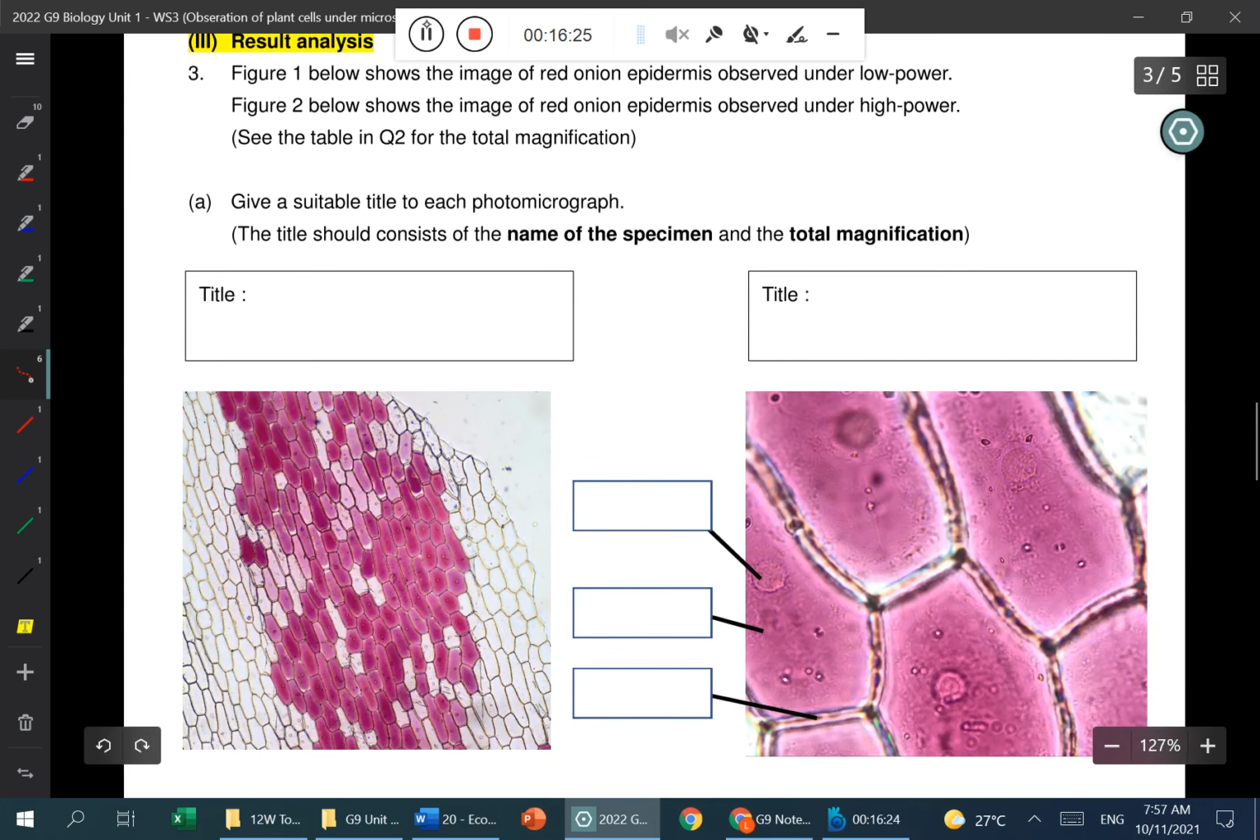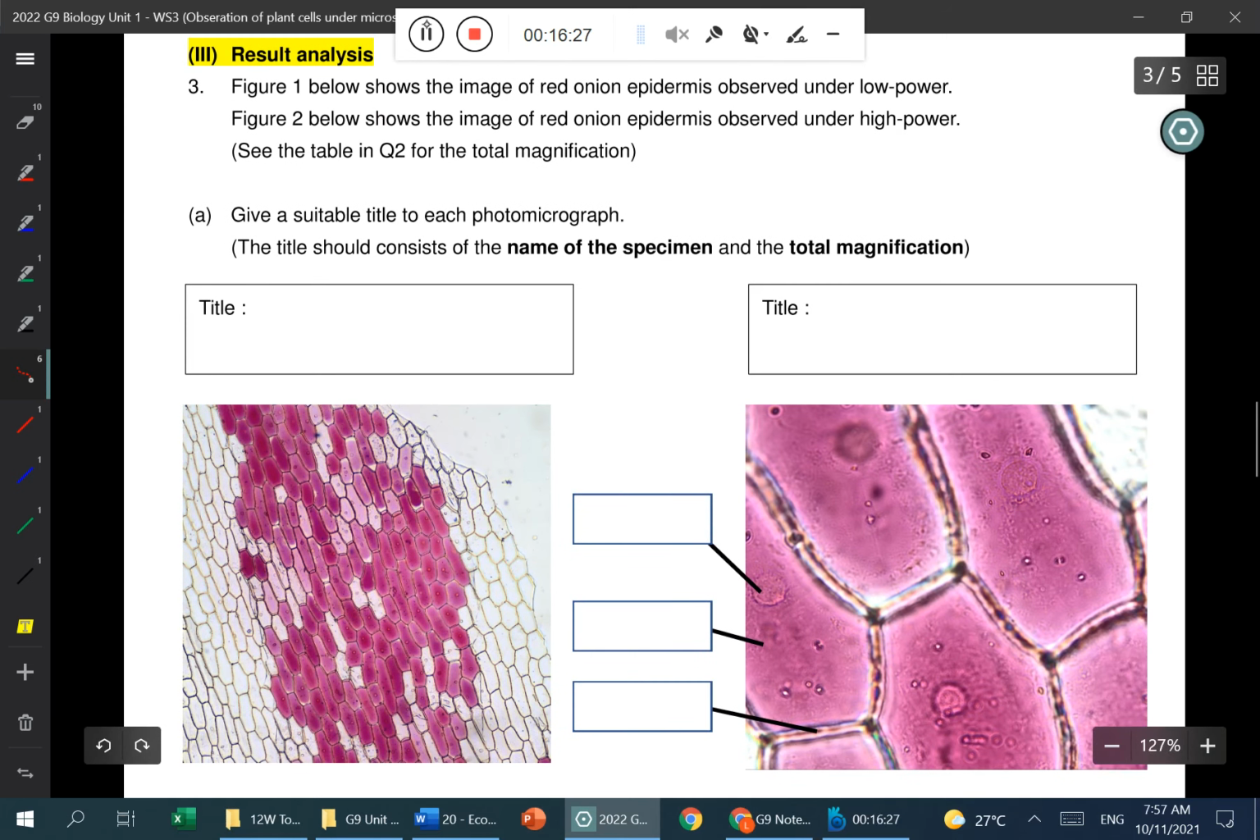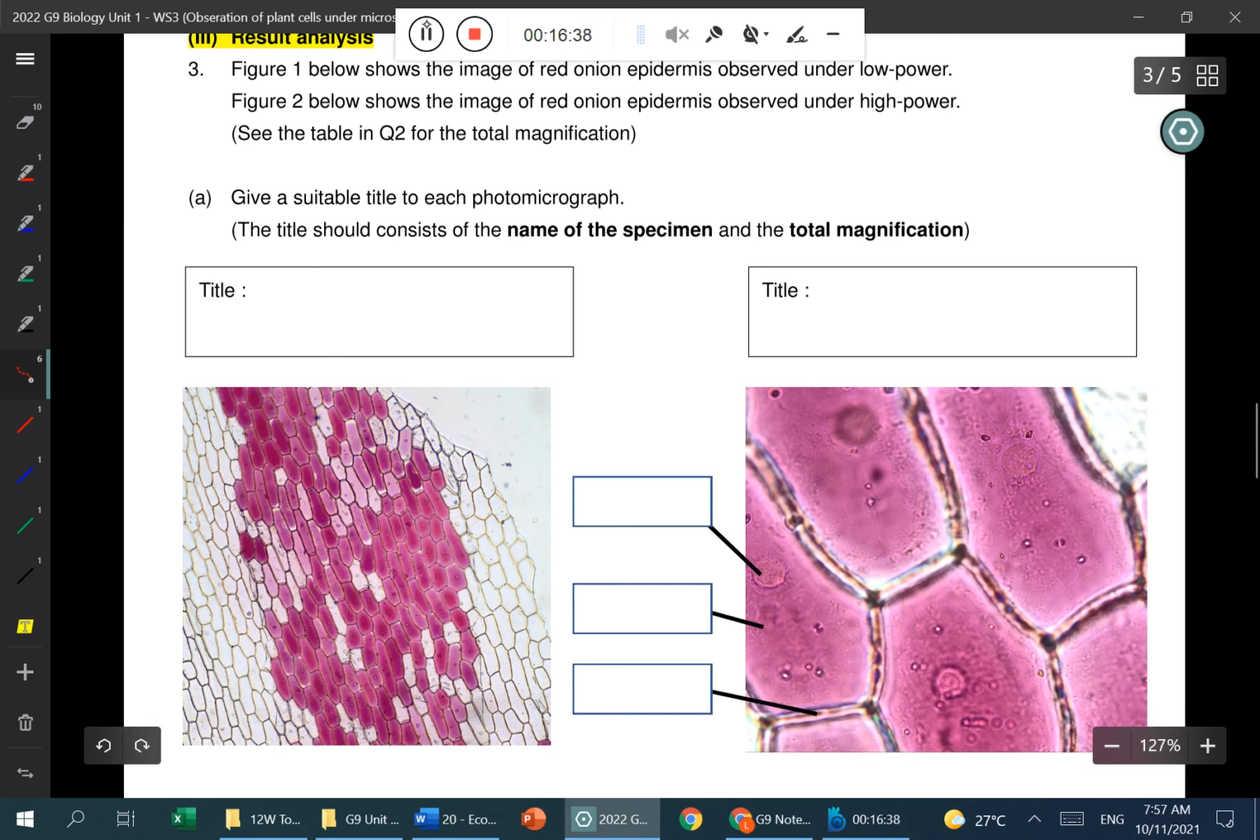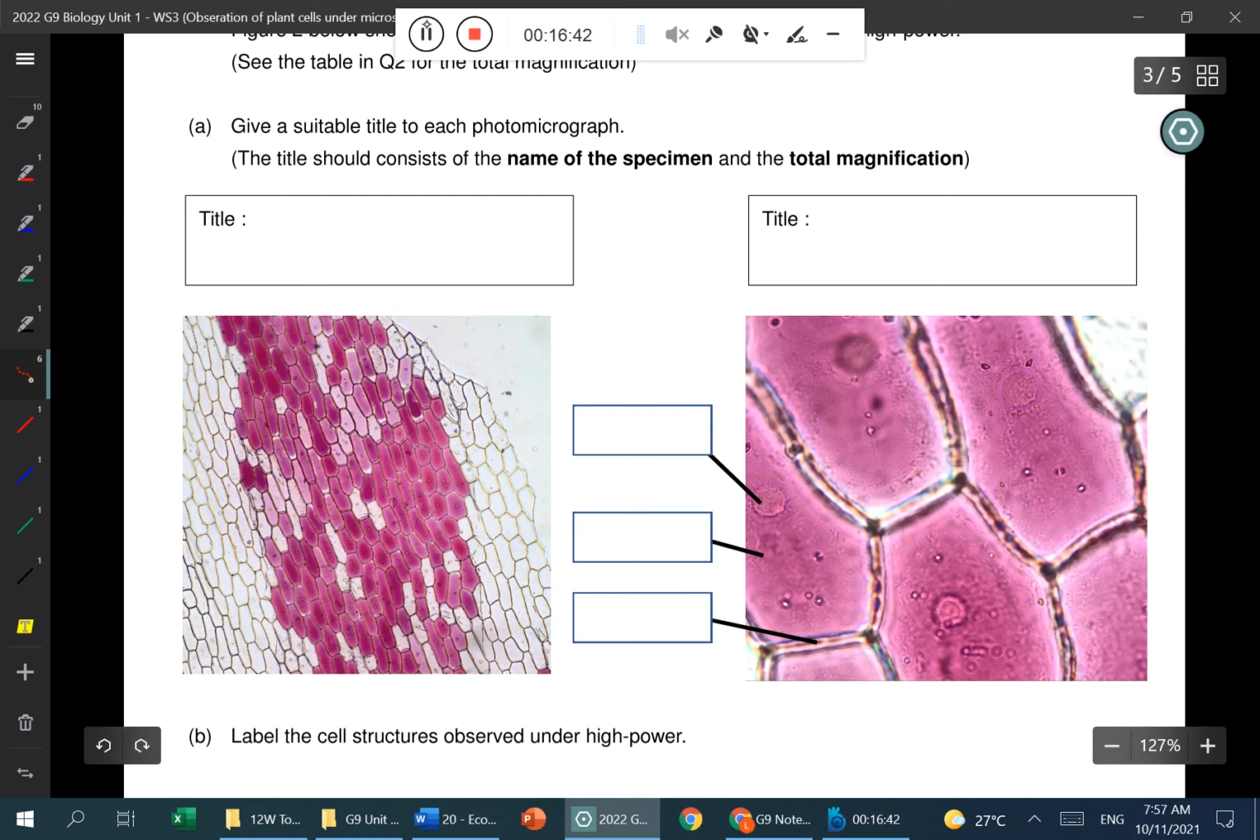So we have two types of observations, either low power or high power. Can you tell which picture is low power and which picture is high power? And the reason behind, why do you think a certain picture is low power or high power? Can you try to explain?